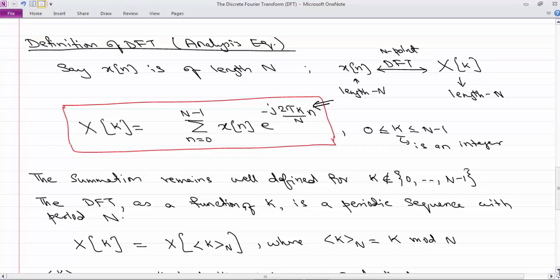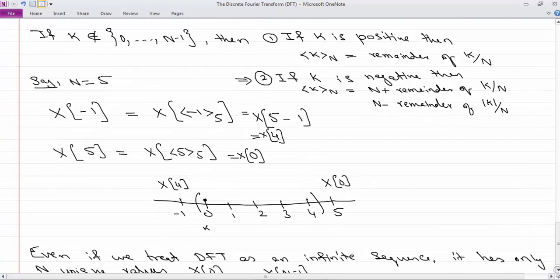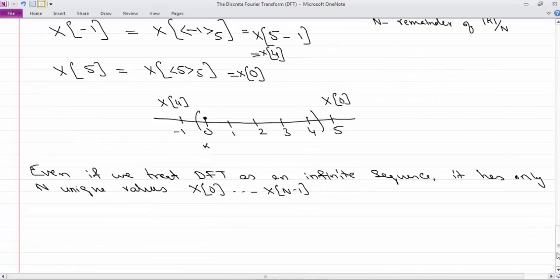Not so much of that will concern us right now, but when we talk about things like circular convolution and circular shift, this definition of mod in particular will appear there.